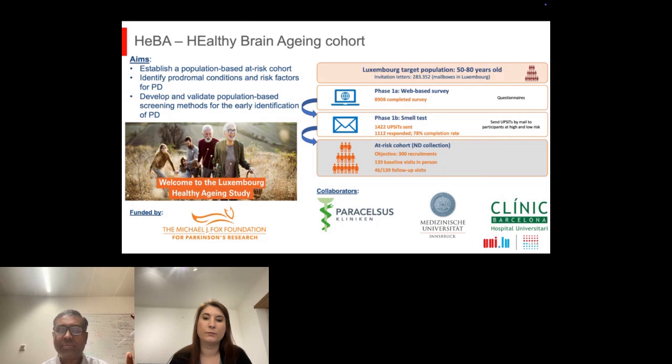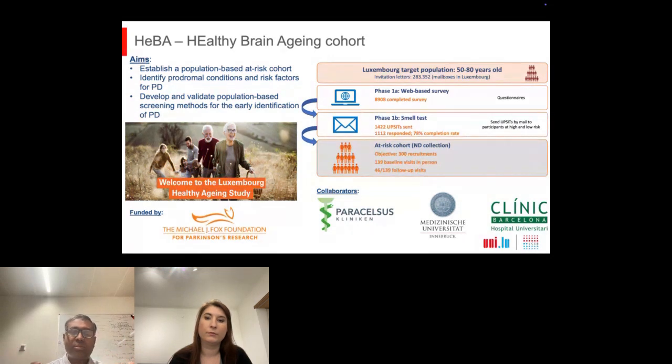In the other case we use the BSIT. Here we are using UPSIT. UPSIT is a more elaborate hyposmia test, and the goal is a cohort of 300 individuals, and currently we have 139 baseline visits and 46 follow-up visits. So this is the Luxembourg setup.